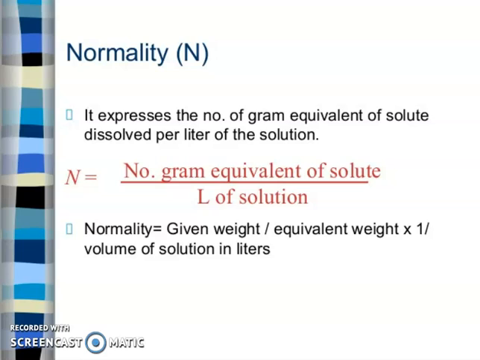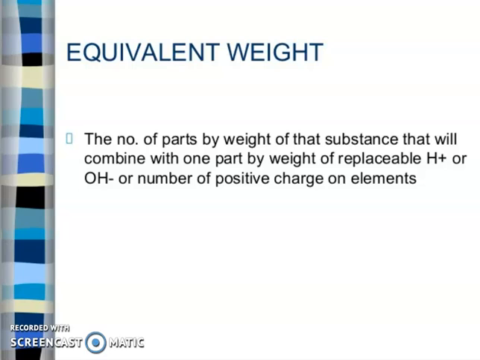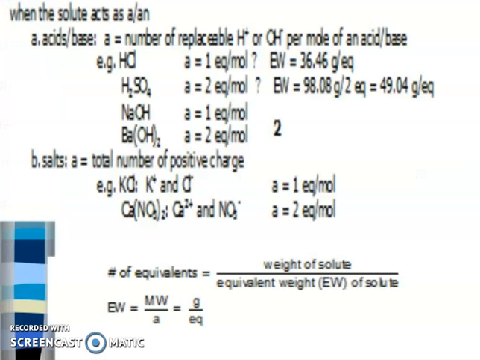So normality, what is the normality? It expresses the number of gram equivalents of solute dissolved per liter of the solution. So N is equal to number of gram equivalents of solute divided by liter of solution. So normality is given weight divided by equivalent weight, multiplied by 1 by volume of solution in liter. Equivalent weight is the number of parts by weight of that substance that will combine with 1 part by weight of replaceable H plus or OH minus, or the number of positive charges on the element.